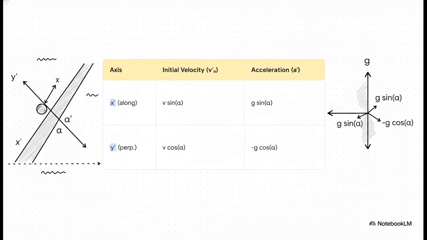But here's the cool part. Gravity still points straight down. It doesn't care that we tilted our axes. So we have to break gravity down into components in our new system too. A piece of gravity, g sine of alpha, is now pulling the ball down our new x-axis, and another piece, negative g cosine of alpha, is pulling it into the plane along the negative y-axis. That negative sign is absolutely crucial.